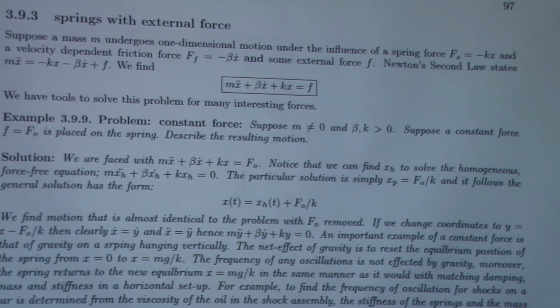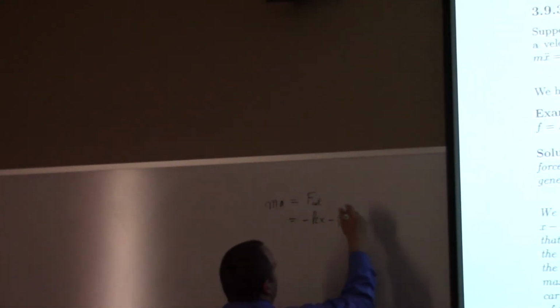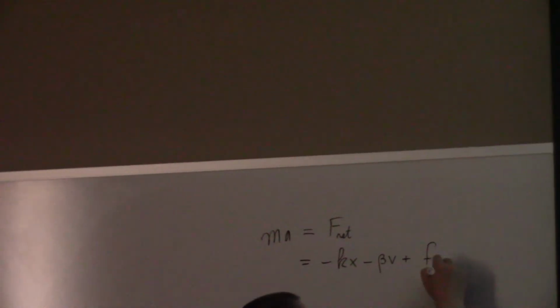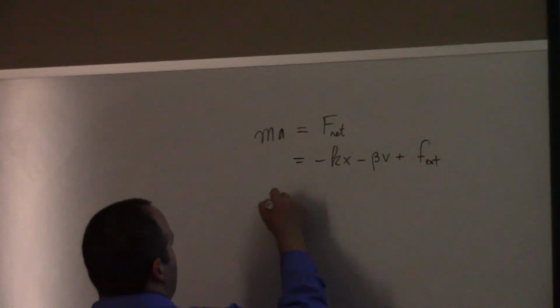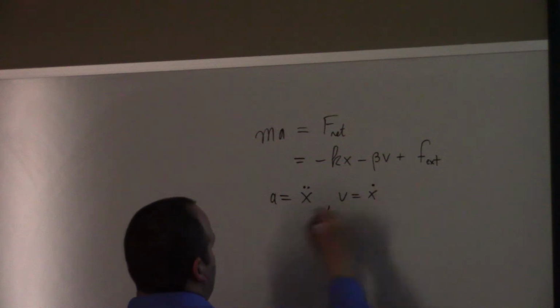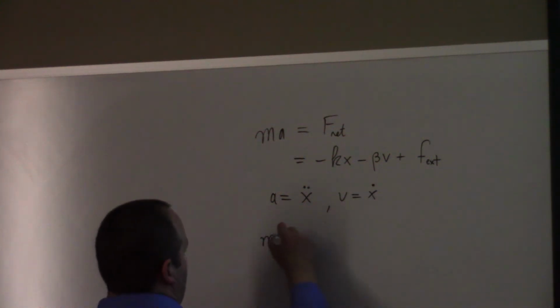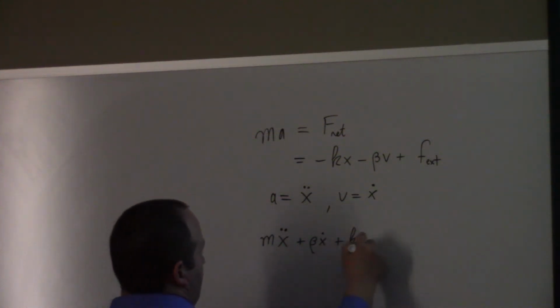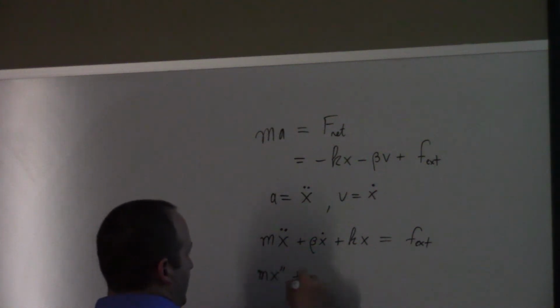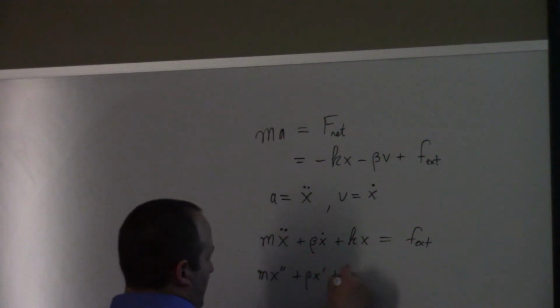So if you have ma is equal to minus kx minus beta v, and then plus an external force, then you rewrite this: a is equal to x double dot, v is equal to x dot, using old Newton's notation. So what you got is mx double dot plus beta x dot plus kx is equal to the external force, or as we usually write, mx prime prime plus beta x prime plus kx is equal to the external force.